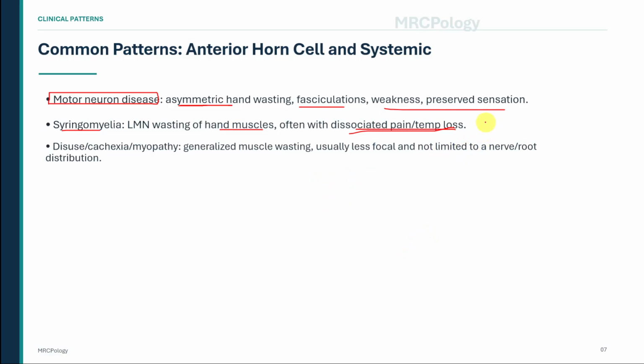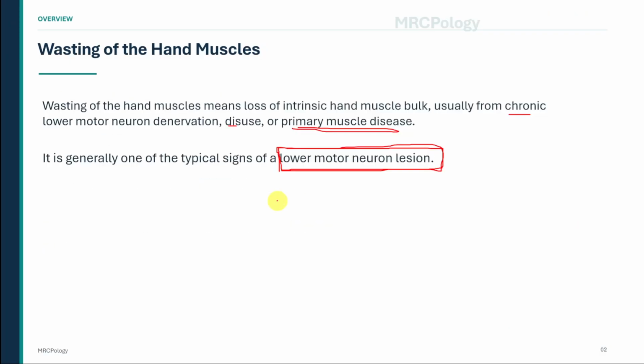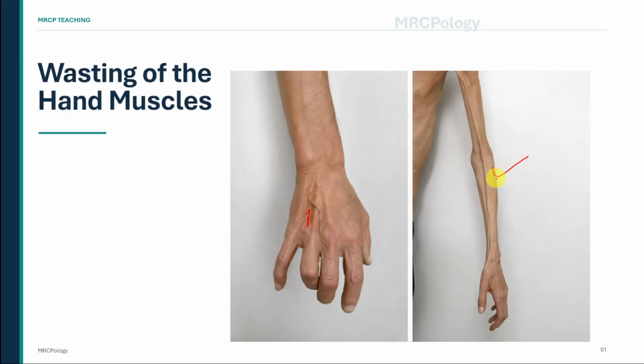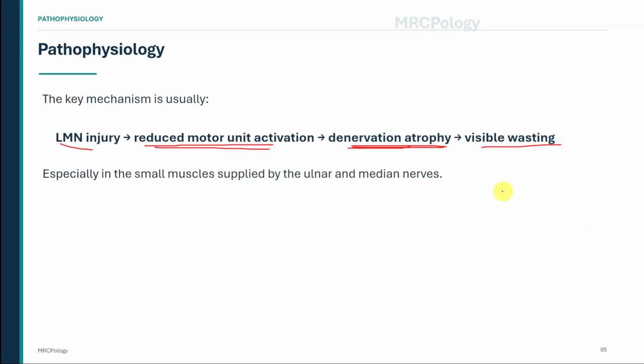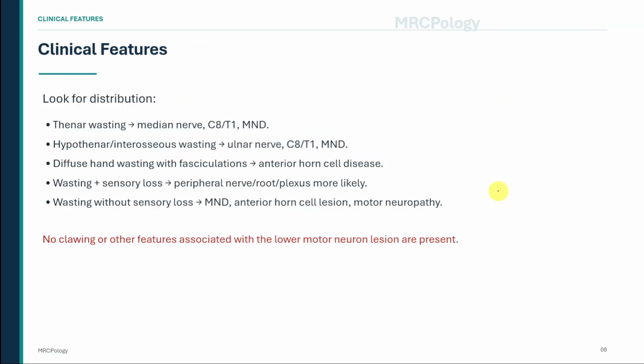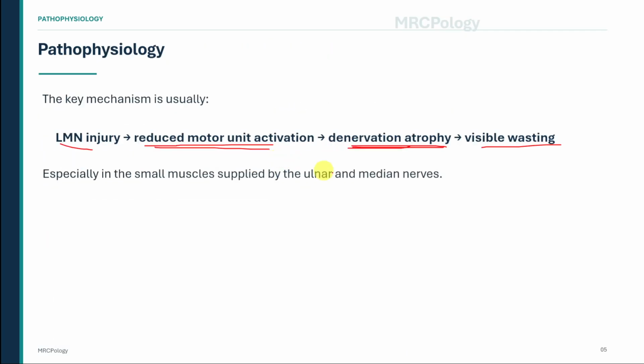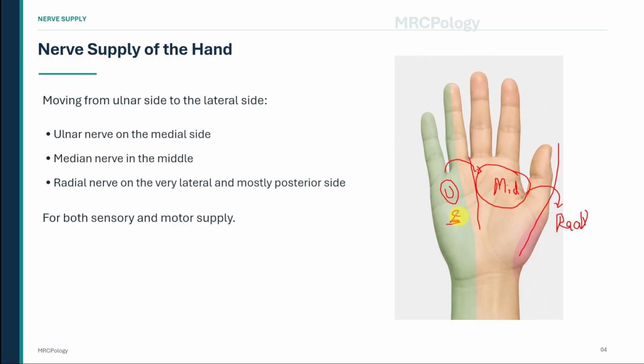Disuse, cachexia, and myopathy usually cause more generalized wasting. The pattern is less likely to follow the territory of a single nerve or nerve root. Myopathy usually causes proximal rather than isolated intrinsic hand weakness. During examination, concentrate on the distribution. Thenar wasting suggests a median nerve lesion, a C8 or T1 lesion, or motor neuron disease. Hypothenar and interosseous wasting suggest an ulnar nerve lesion, a C8 or T1 lesion, or motor neuron disease.